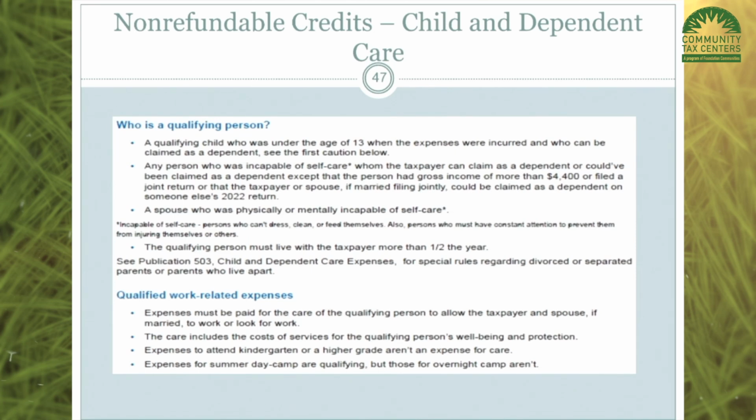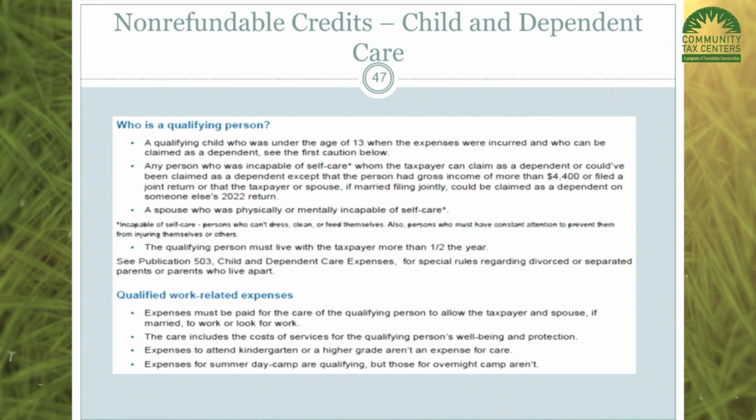Who is a qualifying person? A qualifying child who is under the age of 13. That means they could turn 13 during that year, so expenses prior to them turning 13 will qualify. A person who was incapable of self-care, whom the taxpayer can claim as a dependent or could have been claimed as a dependent except that person had gross income of more than $4,400. A spouse who was physically or mentally incapable of self-care. So these are the only three types of individuals who qualify for the Child Independent Care Credit.